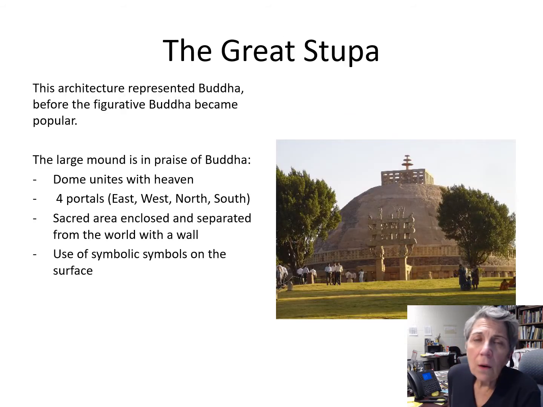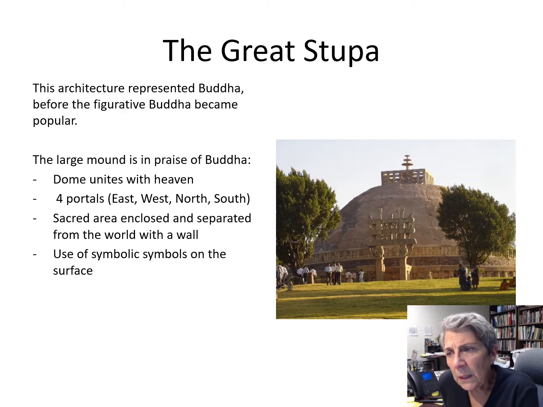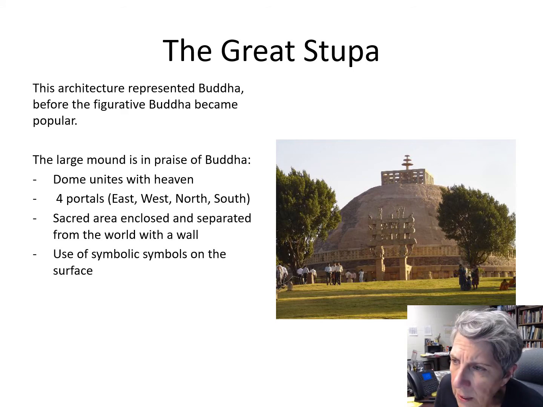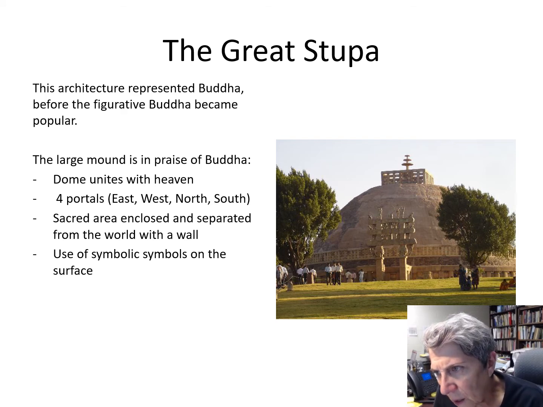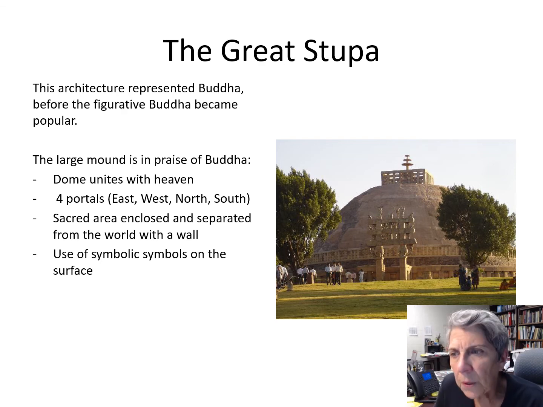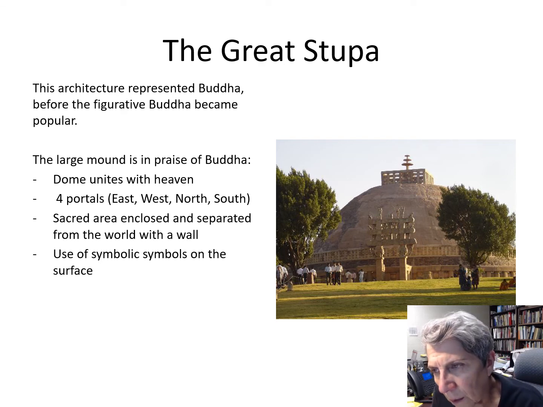Where if I go and talk about Shiva, that was much later. This is one of the earliest. The Great Stupa is a symbol. It's a symbol for Buddha, and it actually has these portals, north, south, east, west. It has a gate here, or a fence, or wall, to separate Buddha from us.